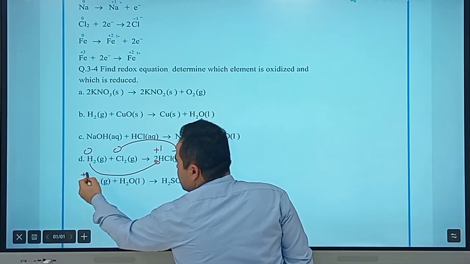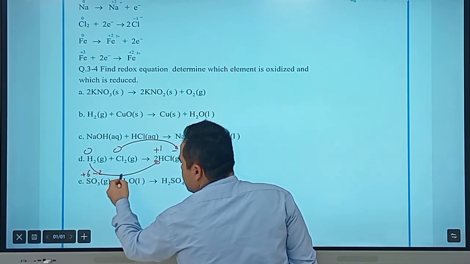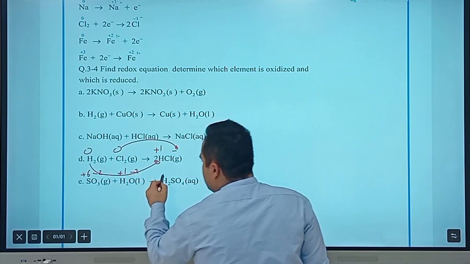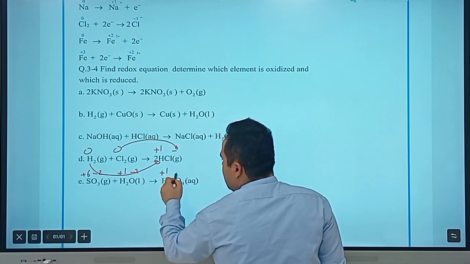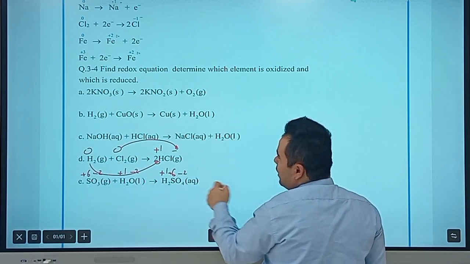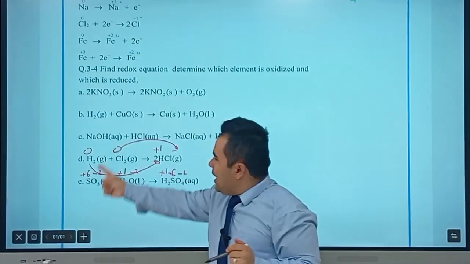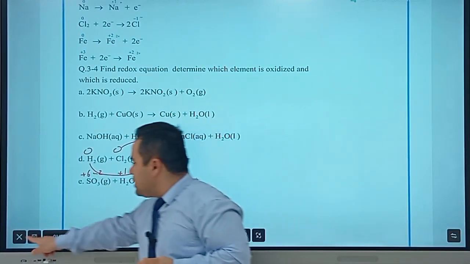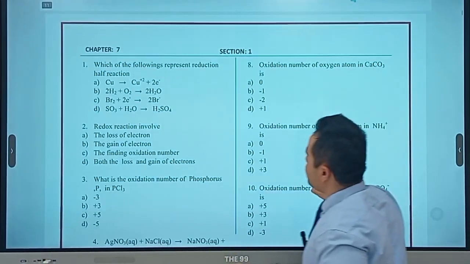S is positive 6, negative 2, positive 1, negative 2, positive 1, 6, negative 2. There is no change in the oxidation number, so it's not a redox reaction. C and E are not redox reactions, guys.